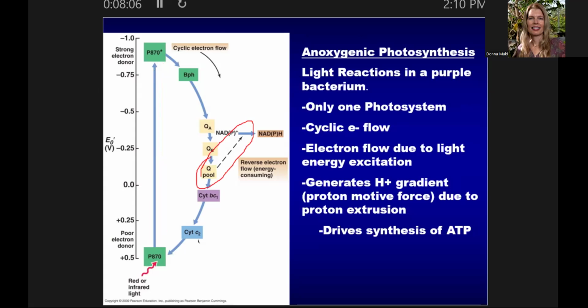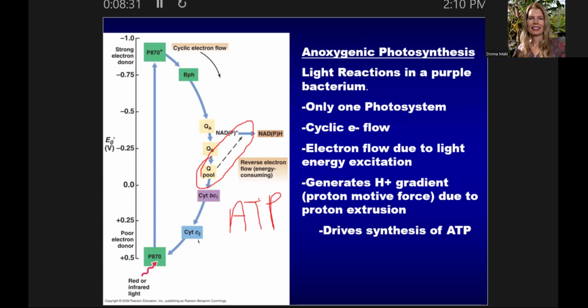So if they say reverse electron flow and they're showing this arrow going up this reducing potential tower, what that means is this bacteria has to actually use ATP to get any NADH. So they have to put in some energy. So this is kind of a downer. Okay, it's not terribly efficient.